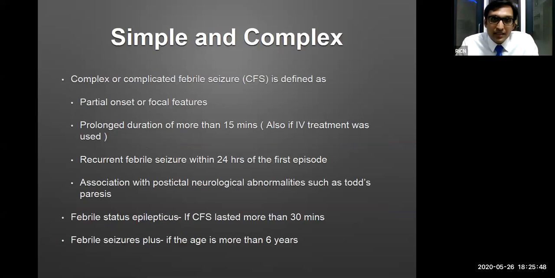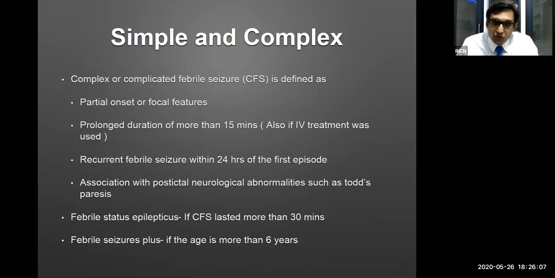So again, in definitions, it is very, very important, because the management of simple febrile seizures versus complex febrile seizures can be quite different, and we'll be looking at that in the next part of the talk. So if we look at the definition of complex febrile seizure, what are the features?